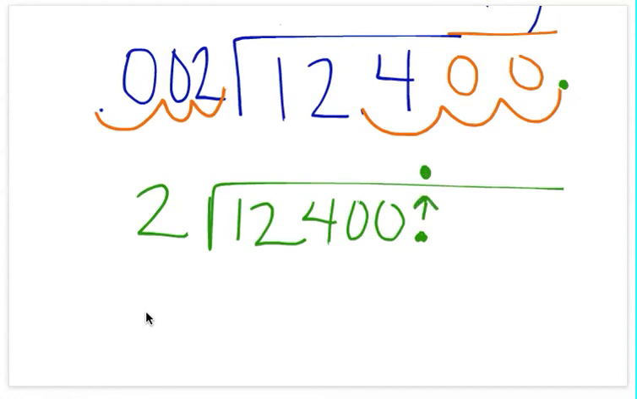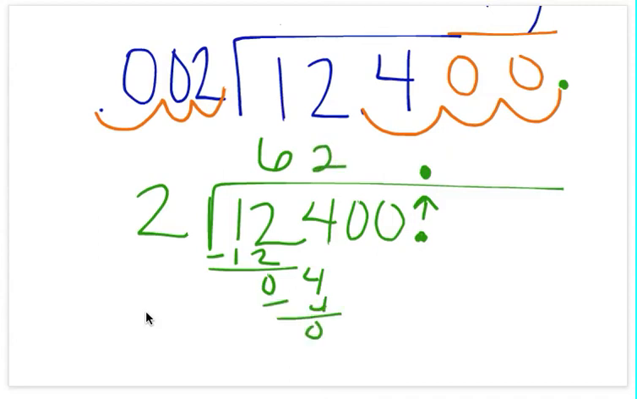So now, 2 goes into 12 6 times. There's 0, bring down the 4. 2 goes into 4 2 times. Okay, 0 doesn't go in anymore. I cannot leave these blank. These must be filled in because my answer is 6,200, okay, or 6,200.